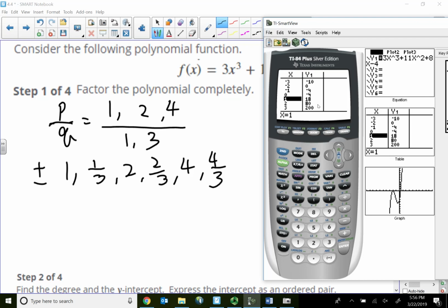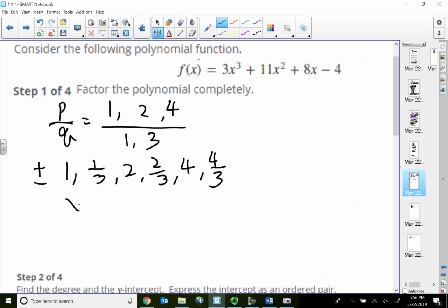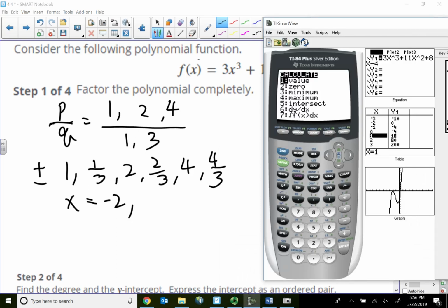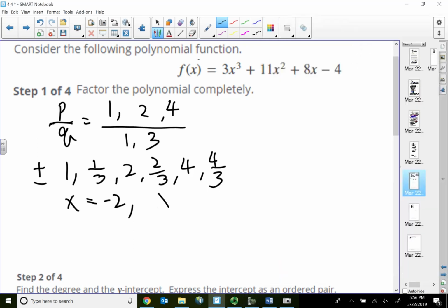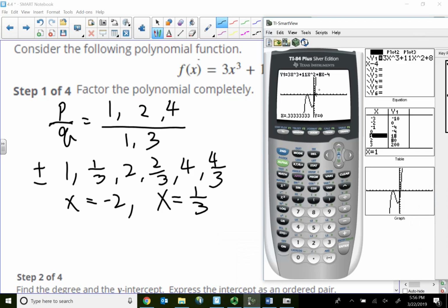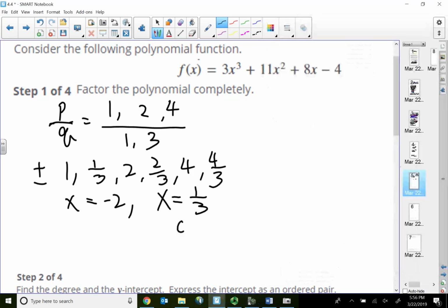Okay? So let's check. So far I got x equals negative 2. All right. So now if I go second calc and choose number 1 value, let's see, 1/3, 1 divided by 3, the y value is 0. So the other zero is 1/3. Okay, so let's think about this. At 1/3, it crossed. So when it crosses, it has to be an odd power.